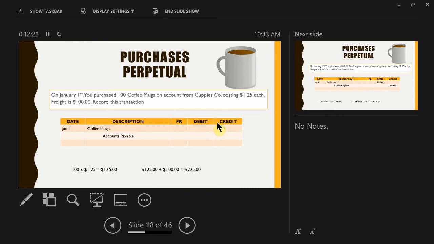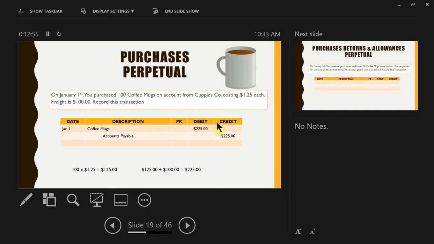How much is my total going to be in my inventory for the coffee mugs? 225. Yes. Okay, so we're going to calculate how much my purchase price was. In this case, it's 100 times $1.25, giving you 125, plus the freight of $100. So that gives you a grand total of $225.